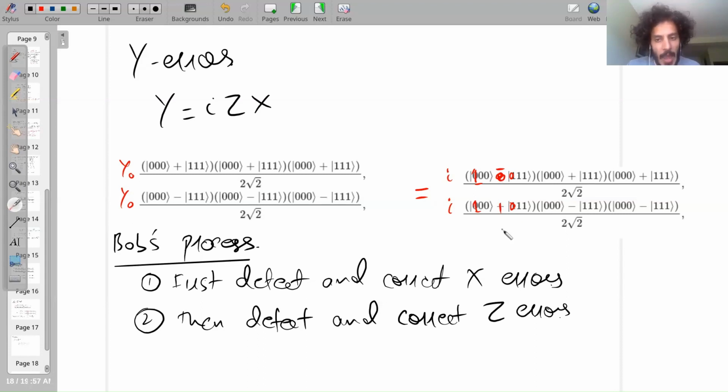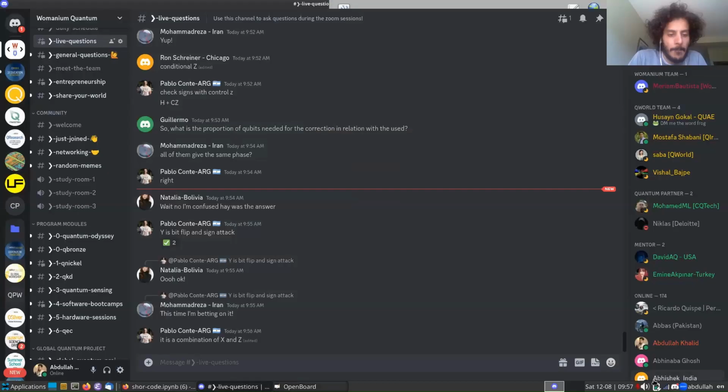And then once he has corrected the X errors, he looks at the Z errors, and says, hey, what is the phase of the different blocks? And then he will be able to correct the Z errors. So Y errors will also be correctable in this way. Yes, Y is a bit flip and a sign flip. Yes.